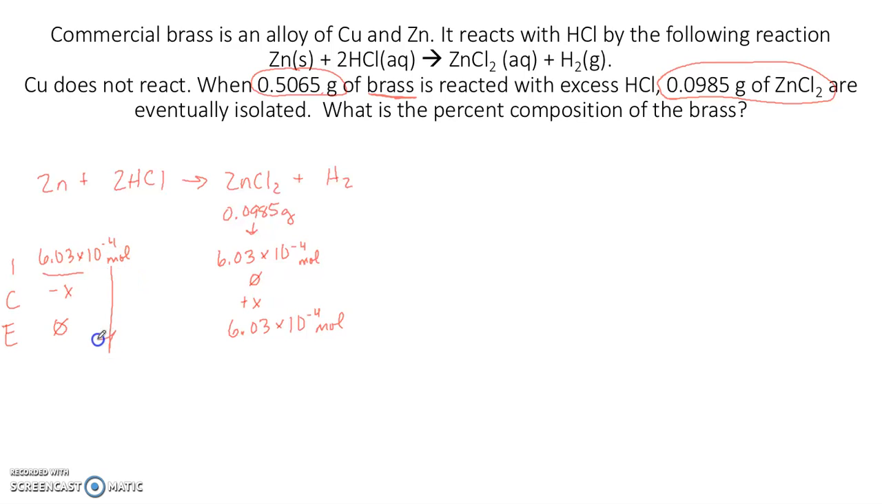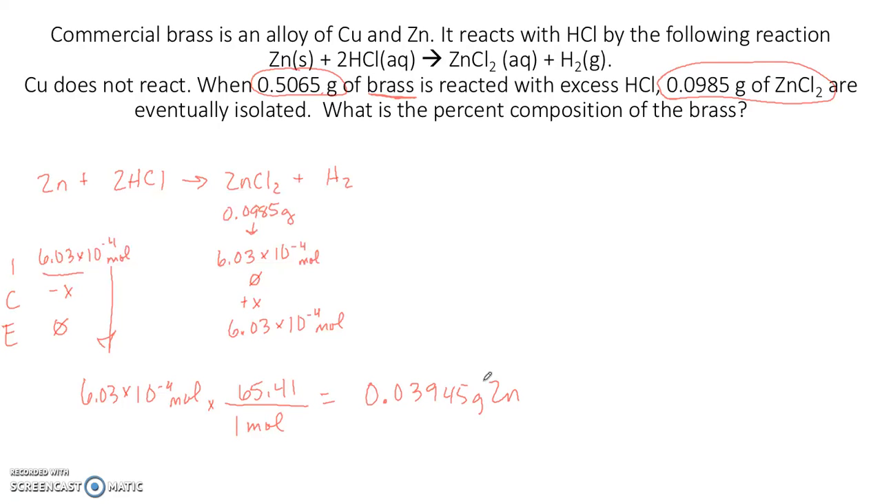So we're going to take that 6.03 times 10 to the negative fourth moles and multiply it by the mass of zinc: 1 mole is 65.41 grams. When we do that, the mass ends up being 0.03945 grams of zinc. That tells us how much zinc we've just reacted from this brass sample. And then we'll know the percent composition of the brass.